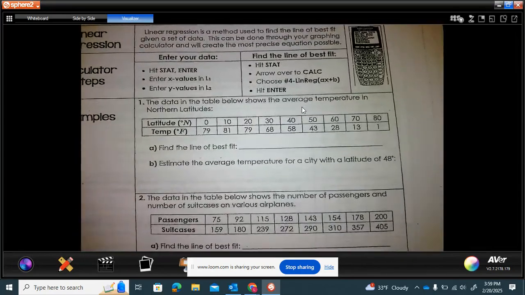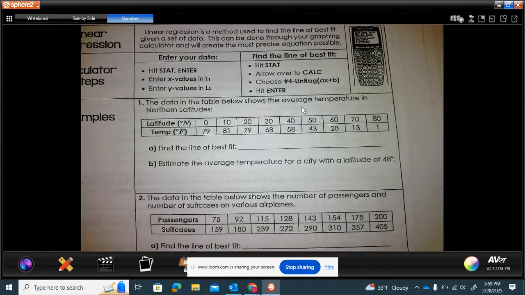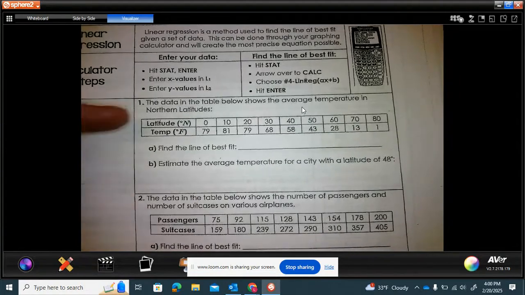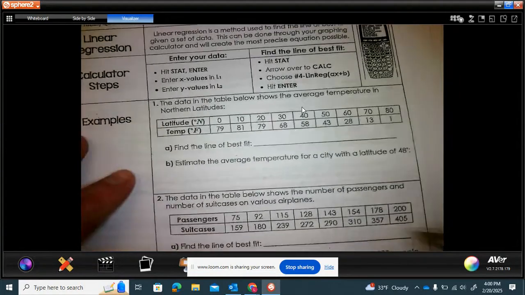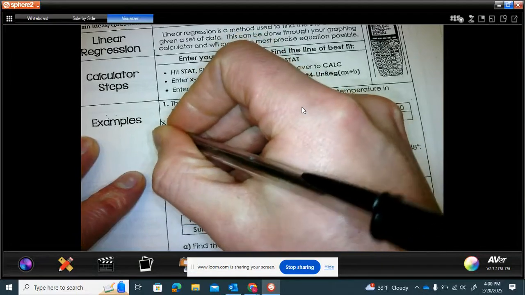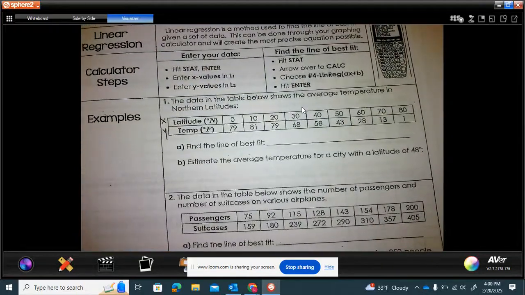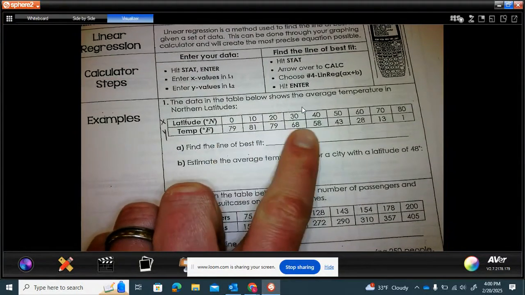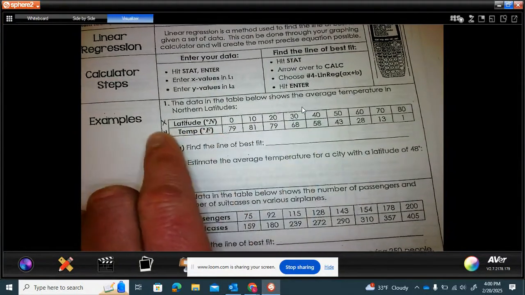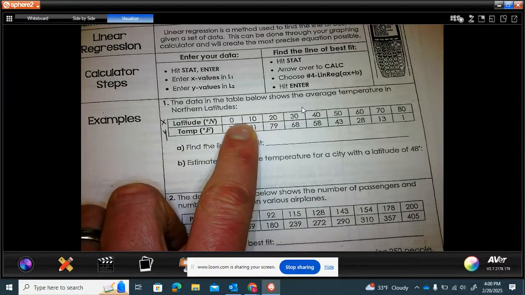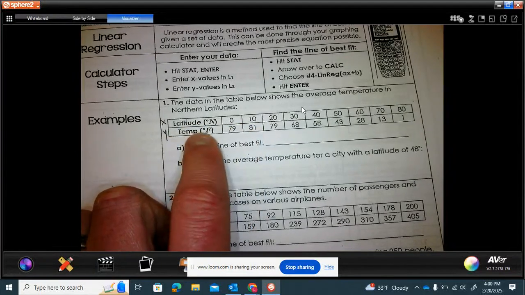Like I said before, a lot of these questions actually represent real data points. So this says the data in the table shows the average temperature in northern latitudes. So you have the latitude and you have the temperature. So let's just call the latitude X and the temperature Y. What we're going to do is plug this chart into Desmos. Again, X is latitude, Y is temperature.